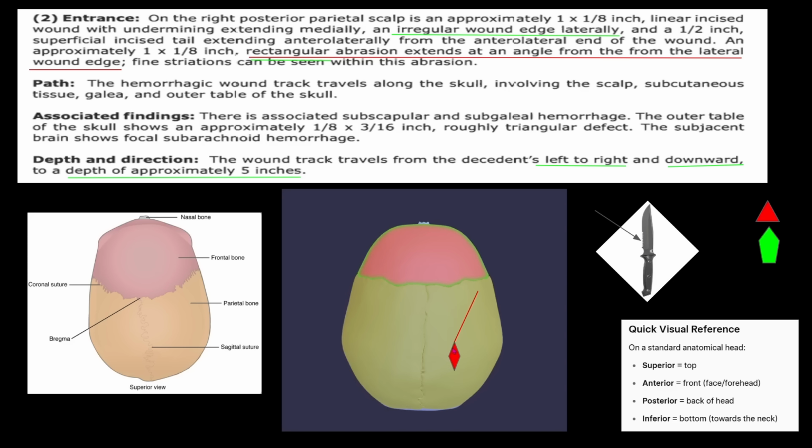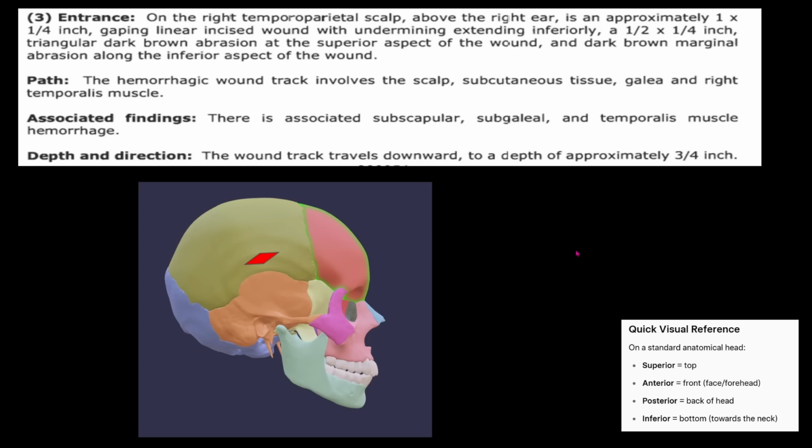So again, this is another cut, and it's got a tail that extends out with fine striations, irregular wound edges. It's most certainly got serrations on the blade. That's 2. Now, the next one is an incised wound, a cut on the right temporal scalp above the right ear. This one is 1 by 1/4 inch, and when it says gaping, that means it's opened up pretty well. And the wound track travels downward to approximately 3/4 of an inch. So a slash on the side of their head, just something that's happening during the fight.